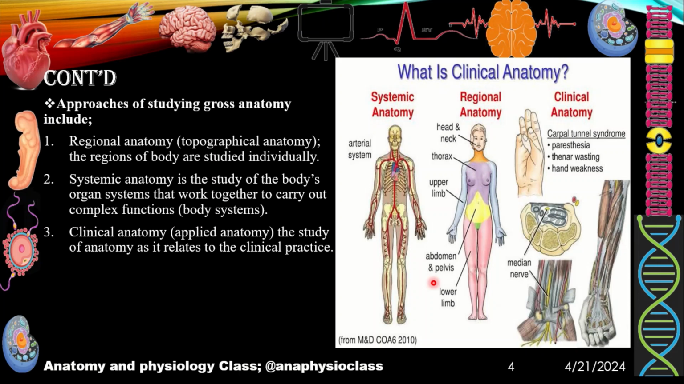it deals with the structural changes that occur as a result of pathological conditions. So after knowing the normal structure of the body, if there is any pathological condition, what changes occur to a specific structure. So the clinical anatomy is more concerned about this, and it is more associated to the clinical setting or clinical practice.